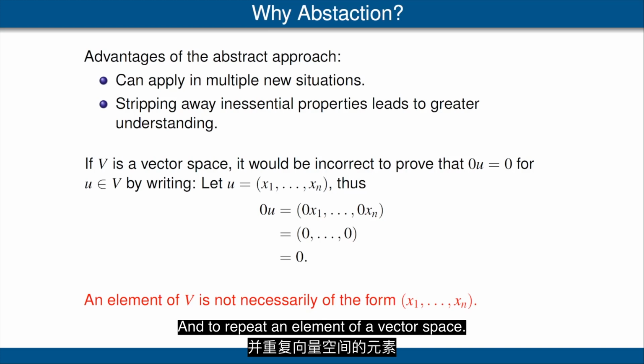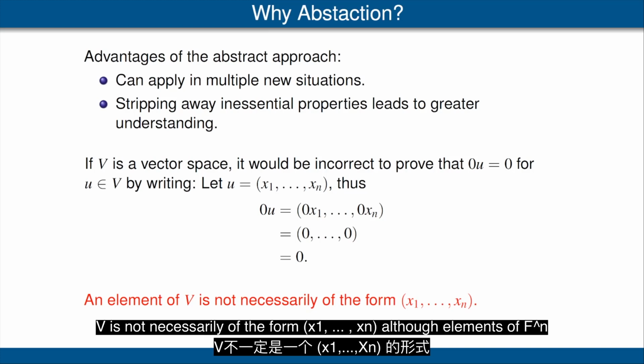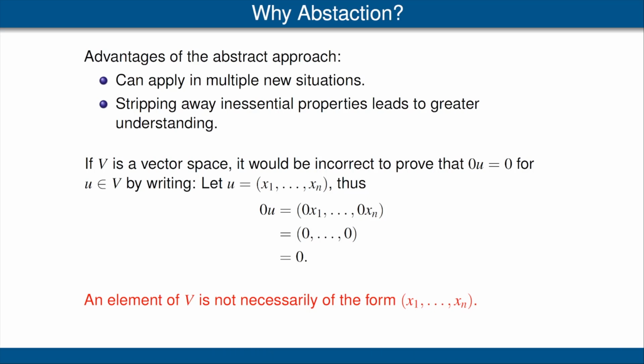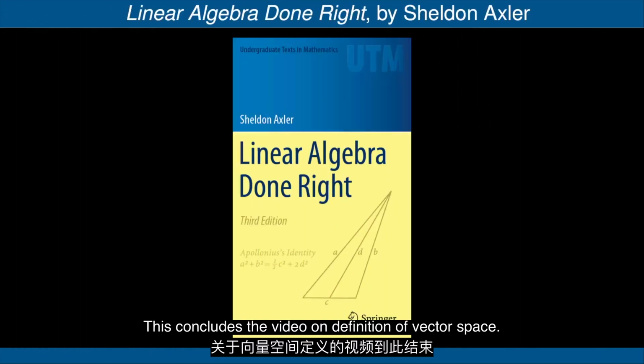To be specific and to repeat, an element of a vector space V is not necessarily of the form (x1, ..., xn), although of course elements of F^n are of that form. This concludes the video on definition of vector space.